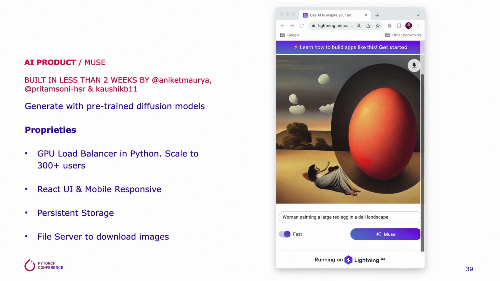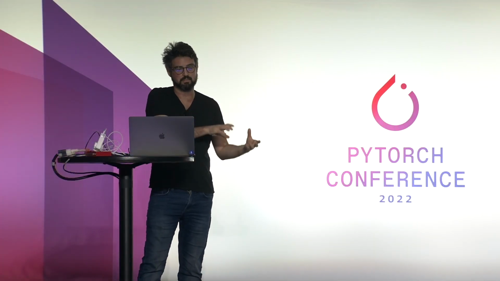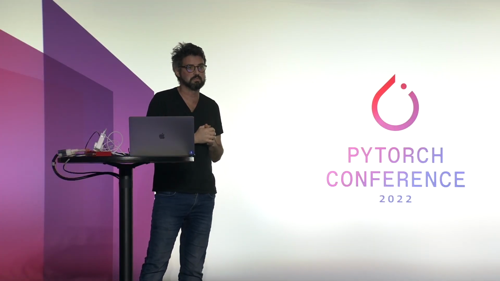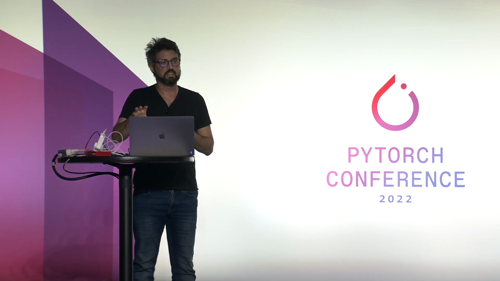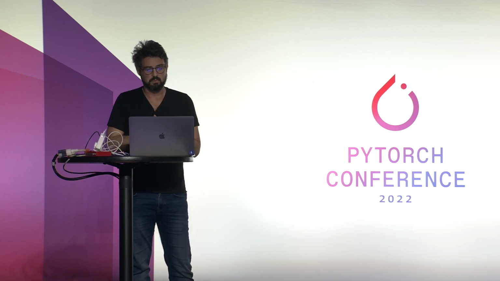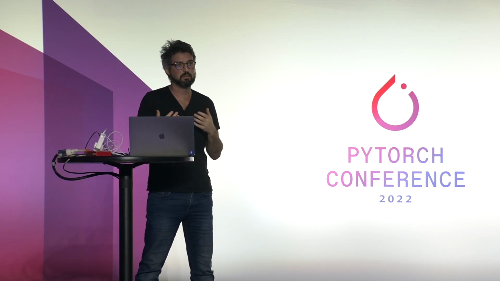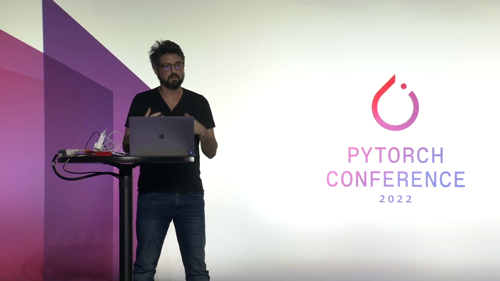First, it has a work which serves Stable Diffusion 2, which is then passed to a load balancer, which is completely written in Python. So this app is optimized for Stable Diffusion, but scaled to 300 concurrent users. The UI is in React, and it's mobile responsive. It has persistent storage, so people can interact with the app and download the results.